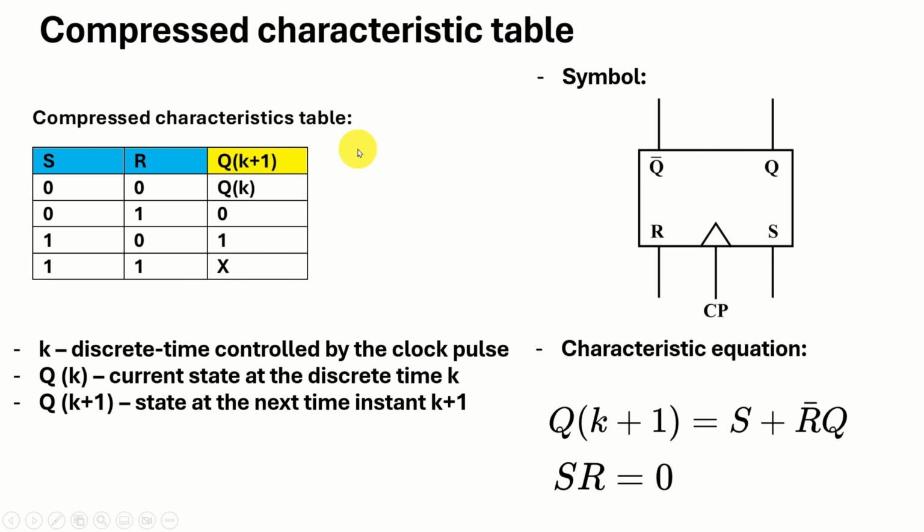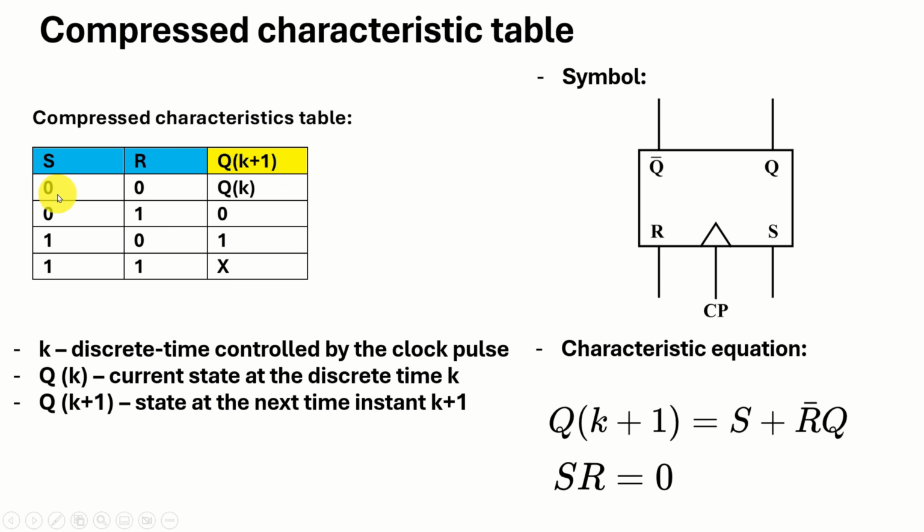Now, we can also derive the compressed characteristic table, and this characteristic table can help us to implement the flip-flop in Verilog and in our FPGA. So here's the compressed characteristic table. The first column is S, the second column is R, and the third column is the next state.